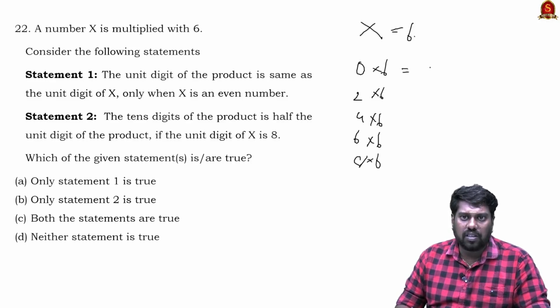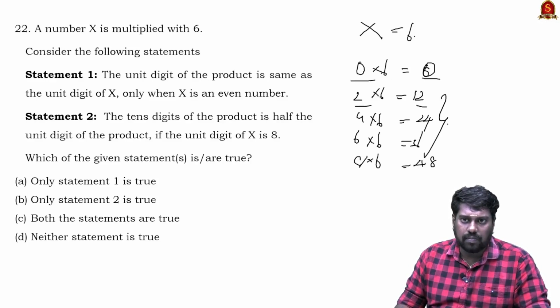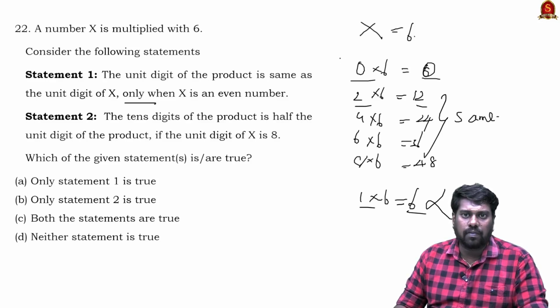What will be the unit digit here? 0 into 6, 0. 2 into 6, 12. 4 into 6, 24. 6 into 6, 36. 6 8s are 48. If you see, the digits we took and the unit digits are all the same, yes or no? That is what they mentioned in the question, but only with respect to even numbers. So we have to check for odd numbers also. If I take an odd number, 1 into 6, it is 6. Is the digit matching the unit digit? No. So this pattern is applicable only for even numbers, so your first statement is correct.